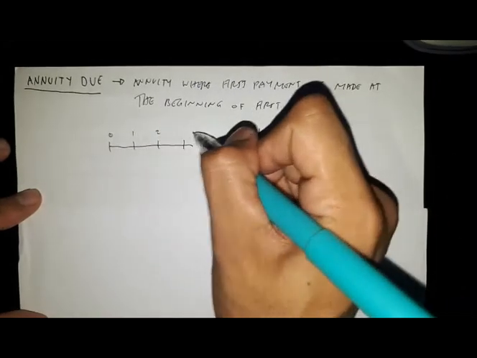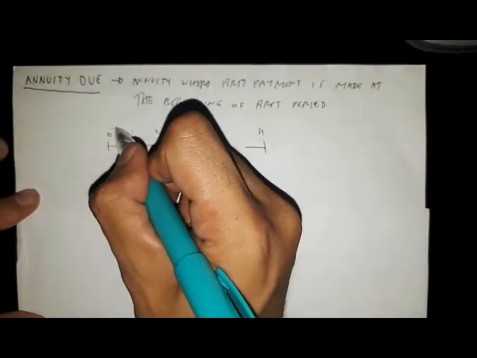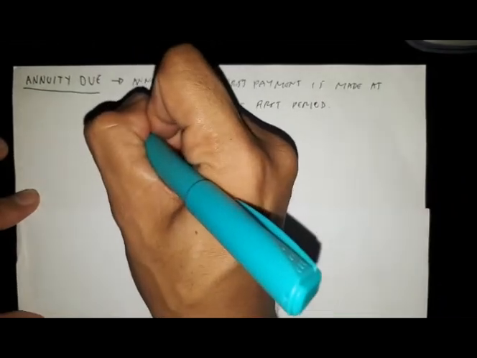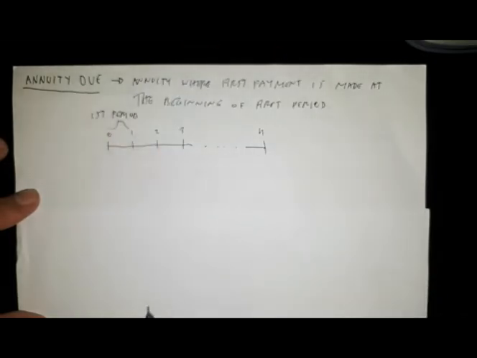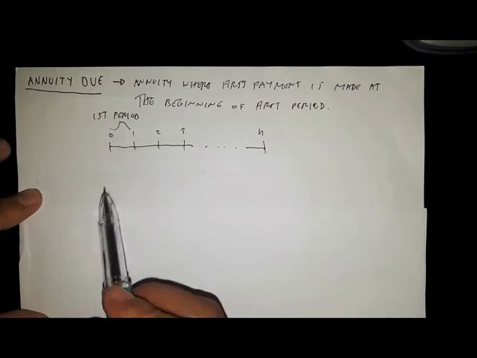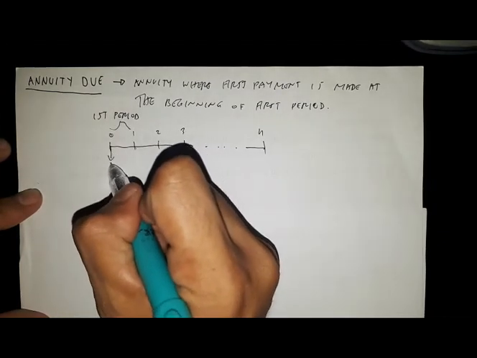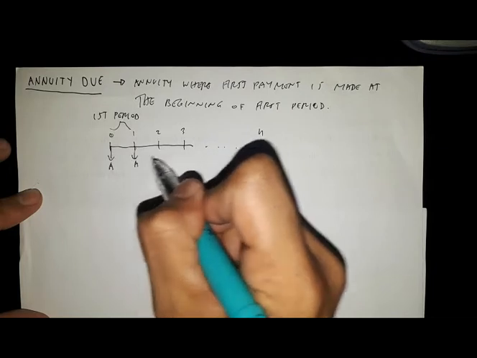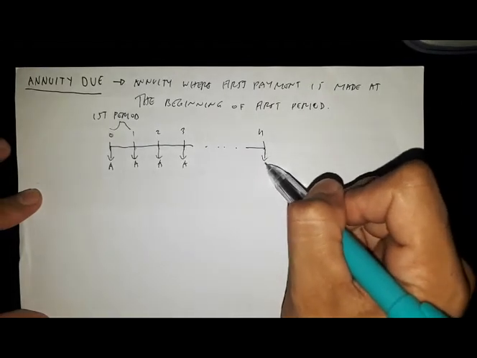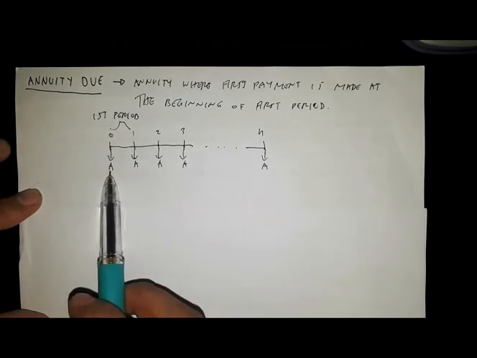So we have here periods. This is the first period, from 0 to 1. This is the beginning of the first period, while this is the end of the first period. So for annuity due, the payment starts at the beginning of the first period. If we recall, for ordinary annuity, the payment starts at the end of the first period, while here, you have to start your A at 0.